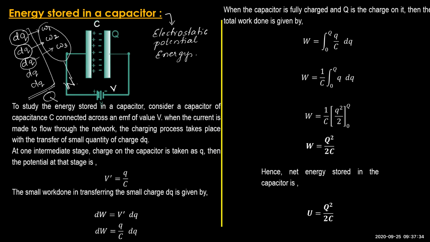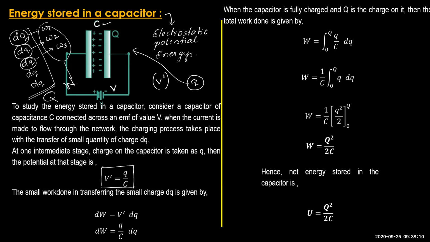Hence, we first consider what will be the potential created due to the storage of some amount of charge Q. If some amount of charge Q is stored in the capacitor of capacitance C, there will be some potential there, represented by V dash, and the equation of potential is V dash is equal to Q by C.